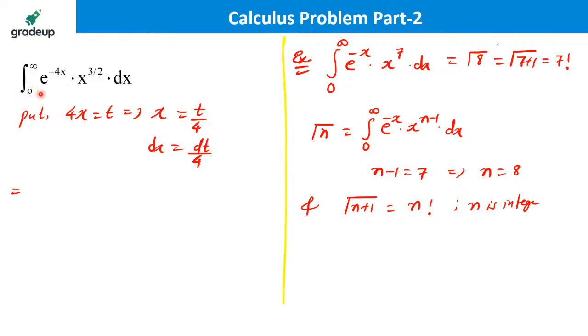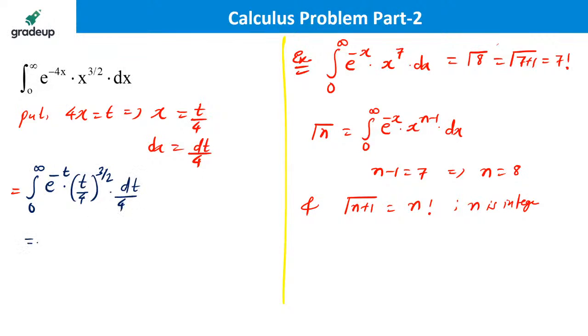Sir, when x is 0, t will be 0. When x is infinity, 4 into infinity will be infinity. The limits for t will be infinity. So e raised to minus 4x, that is minus t. X to the power 3 by 2. What is x? X is t by 4. T by 4 to the power 3 by 2. And what is dx? Sir, dx is dt upon 4.